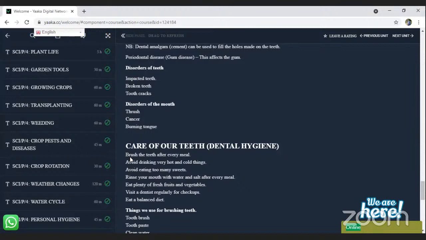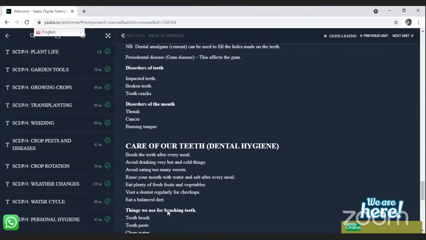The first one that everyone should think about, in case you're asked to give the ways of caring for our teeth, or the ways of promoting dental hygiene: one, you have to say by brushing the teeth after every meal. The other one is by avoiding drinking very hot and very cold things. You can also say avoid eating too many sweets. You can also say rinse your mouth with water and salt after every meal. Then eat plenty of fresh fruits and vegetables. The other one is visit a dentist for medical checkup. And then lastly, you can also feed on a balanced diet, as simple as that.